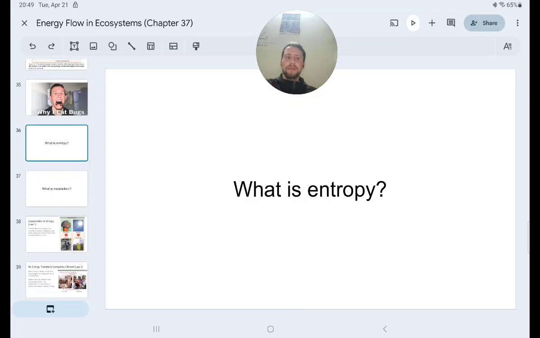So what is entropy? What is entropy? Hopefully you remember from your general biology or your general chemistry or earlier in the year that entropy is a measure of the disorder. And another aspect of entropy is that due to increasing disorder that is always happening in any process, energy is always being lost.